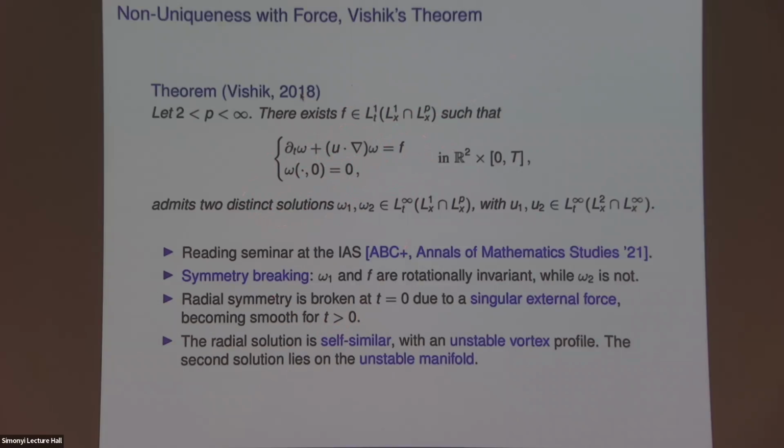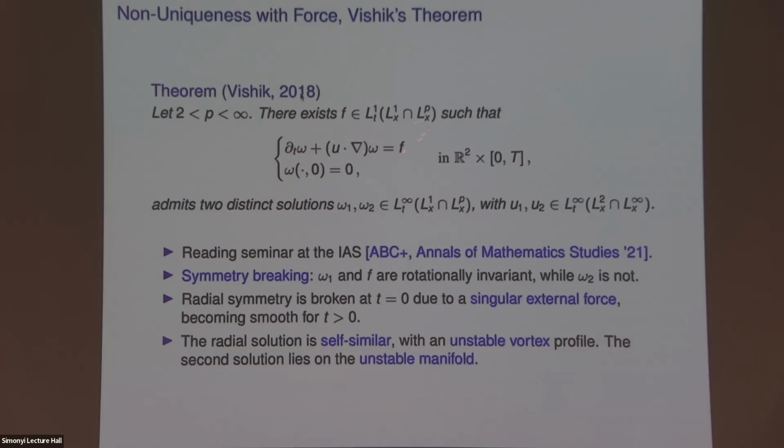And one can rewrite the system in self-similar coordinates. In these coordinates, the system does not depend on time. And the first solution, omega-1, should be understood as a radial steady state of the problem, while the second solution is just one trajectory in the unstable manifold, constructed starting from unstable modes of the linearized problem. So the unstable object is the profile, and the second solution is just one of the unstable trajectories coming out of this unstable manifold.